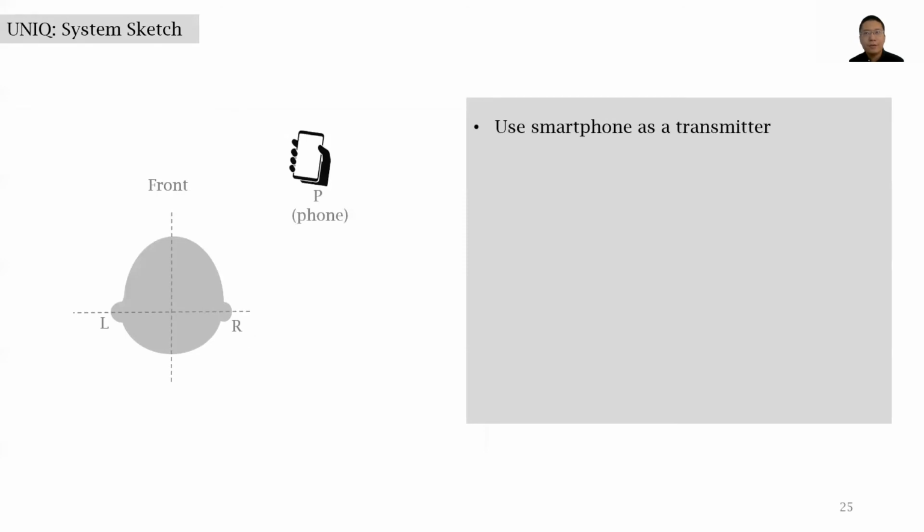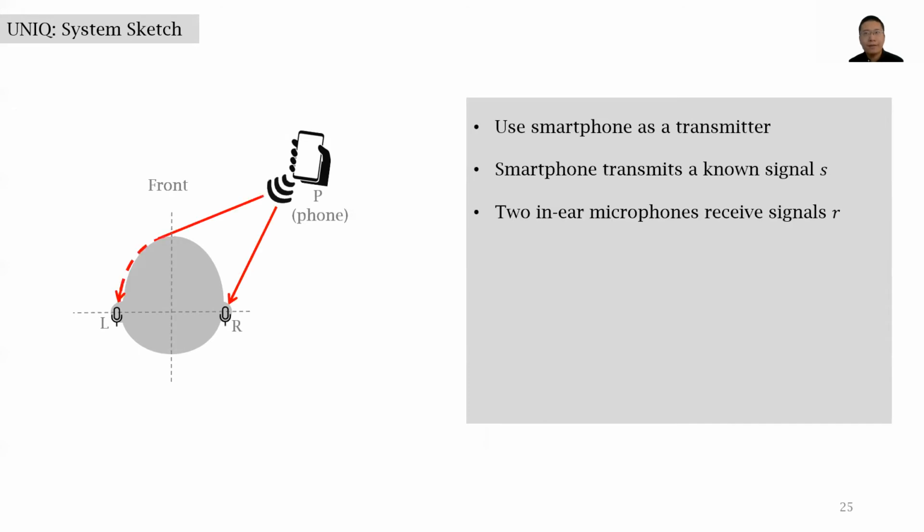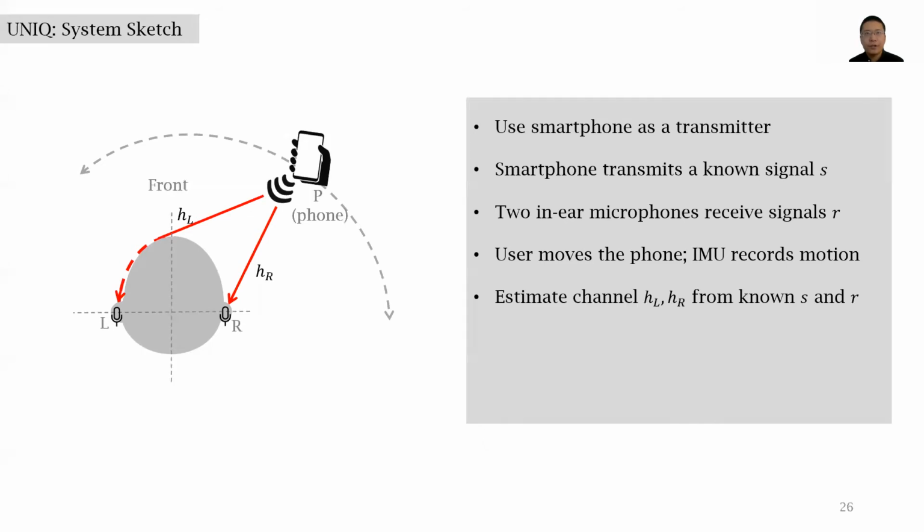We use a smartphone as a transmitter, and the smartphone transmits a known source signal S. And we use two in-ear microphones as receivers, and the two in-ear microphones receive signals R. We ask the user to move the phone, and the IMU records motion. Then because we know the source signal S, and we also know the received signal R on both of these ears, we can essentially estimate the acoustic channel H for the left and right ear, HL and HR.